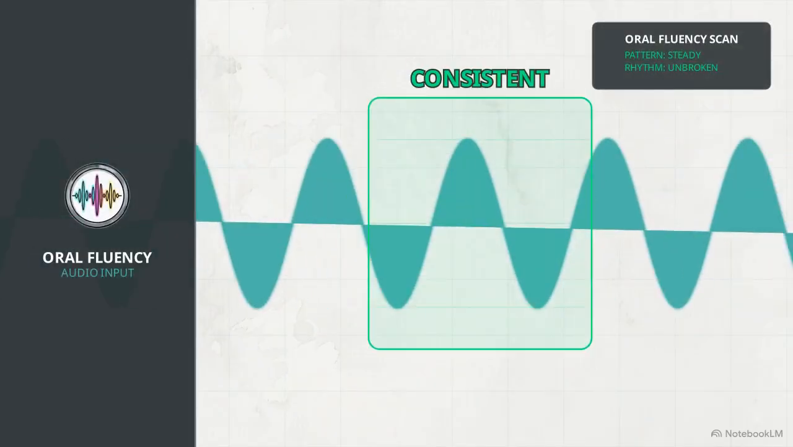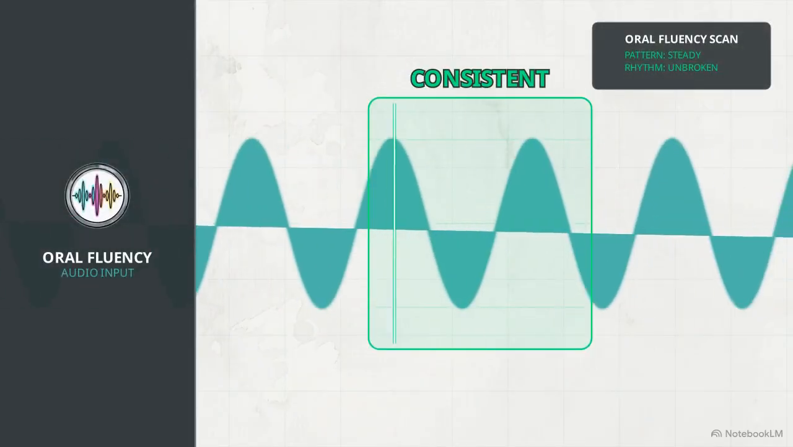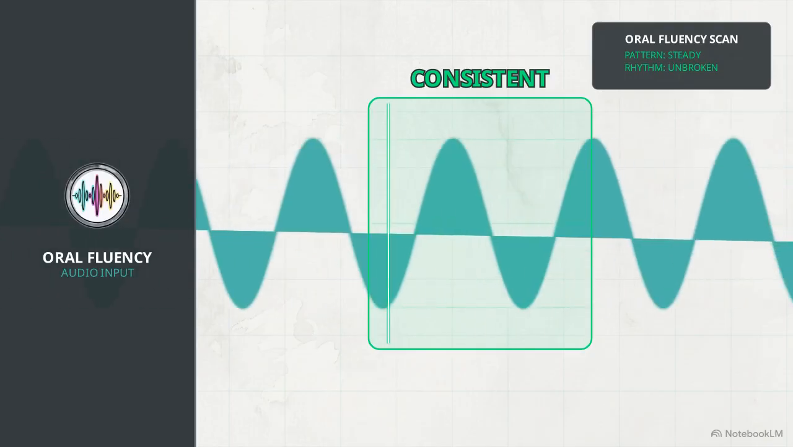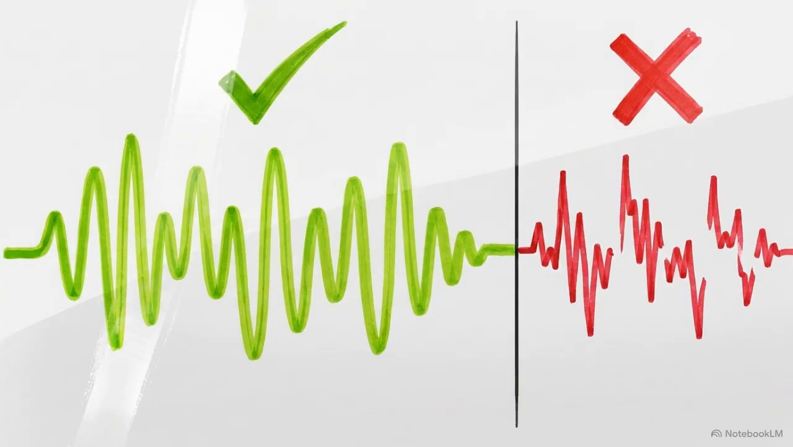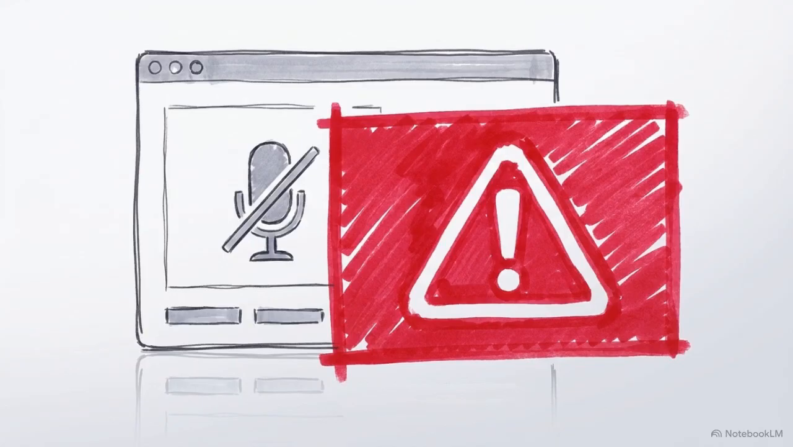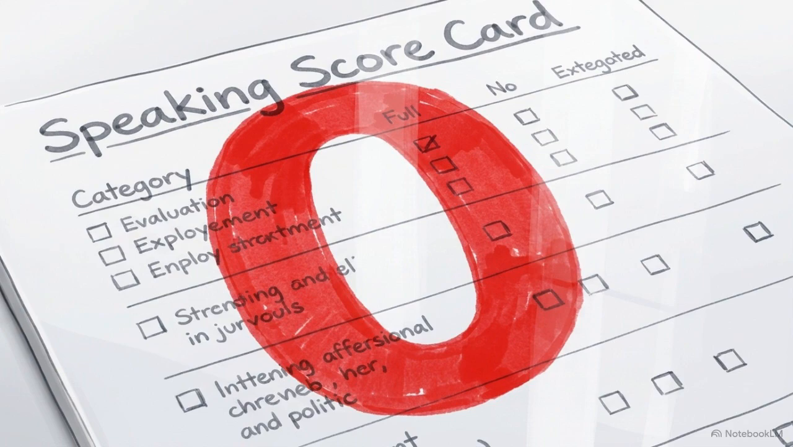The digital scan reveals that the algorithm tracks the consistency of your vocal output. It rewards oral fluency, the steady, unbroken stream of sound, meaning your speaking rhythm is often more valuable to the machine than the precise correctness of individual words. This mock test screen highlights a critical constraint. If you pause to think for more than 3 seconds, the microphone permanently shuts off, your recording ends, and you lose all potential points for that section.